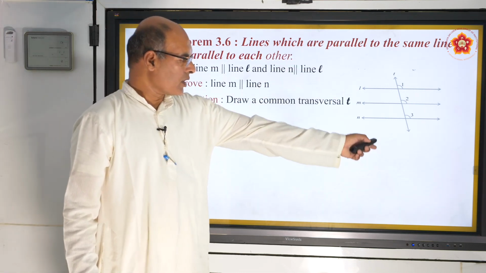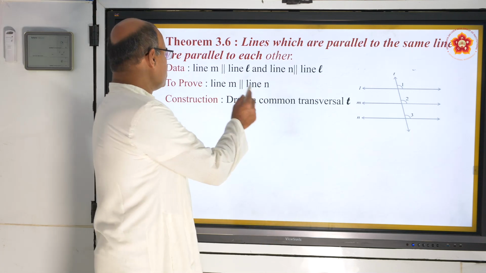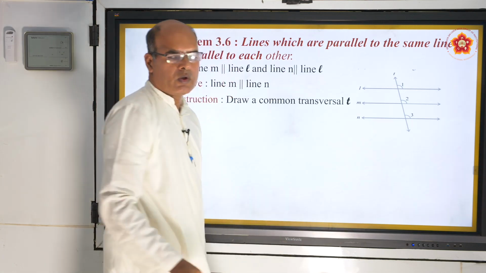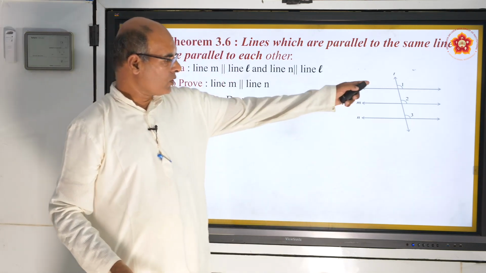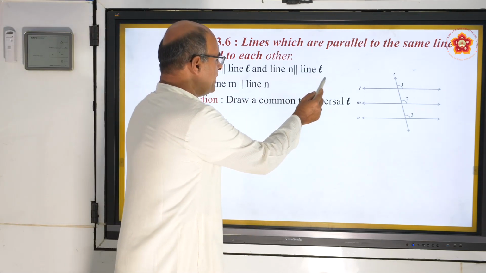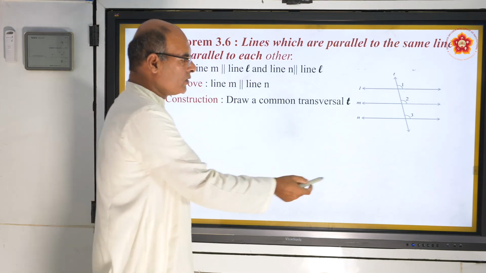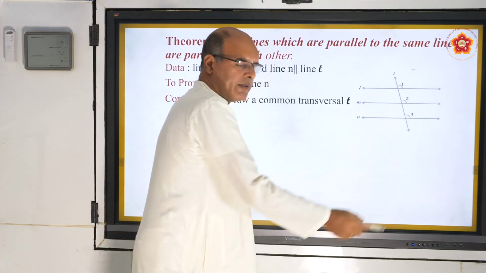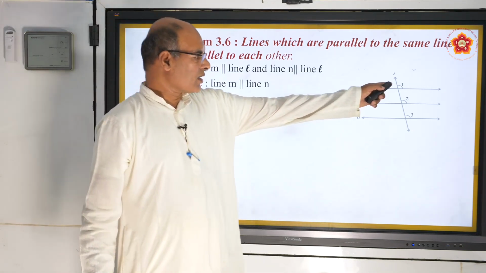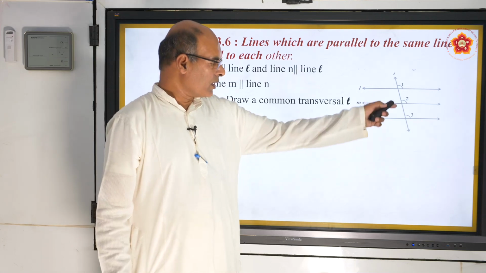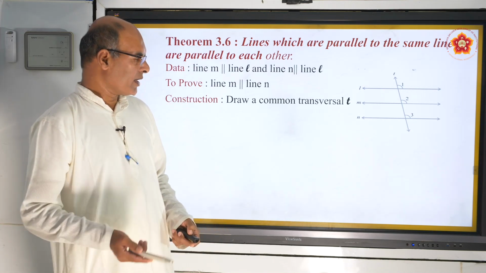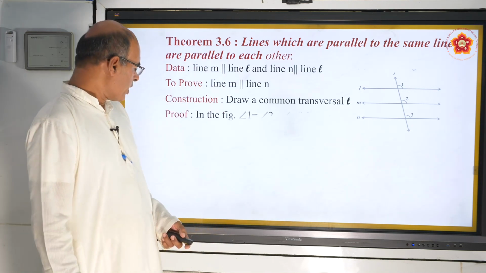So if we draw a transversal, then according to this, line M is parallel to L, we can write angle 1 is equal to angle 2, axiom 3.3. And according to this, line N is parallel to L, so we can write angle 1 is equal to angle 3, axiom 3.3. So if we compare, angle 1 is common. If we remove that common thing, we get angle 2 is equal to angle 3. Remove means apply axiom number 1, things which are equal to the same thing are equal.